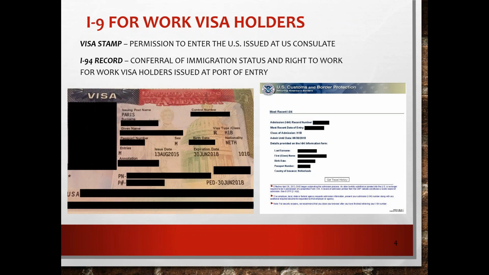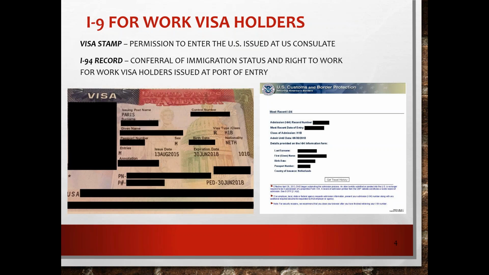A work visa here on the left and an I-94 record there on the right. Let's talk about what these are and what these mean in the I-9 and work authorization context for a minute before I show you how to fill out the I-9 with these types of documents. One of the biggest misconceptions that I see all the time in regards to U.S. immigration law is the importance of a visa stamp and what it actually allows a foreign national to do versus what an I-94 record allows a foreign national to do.